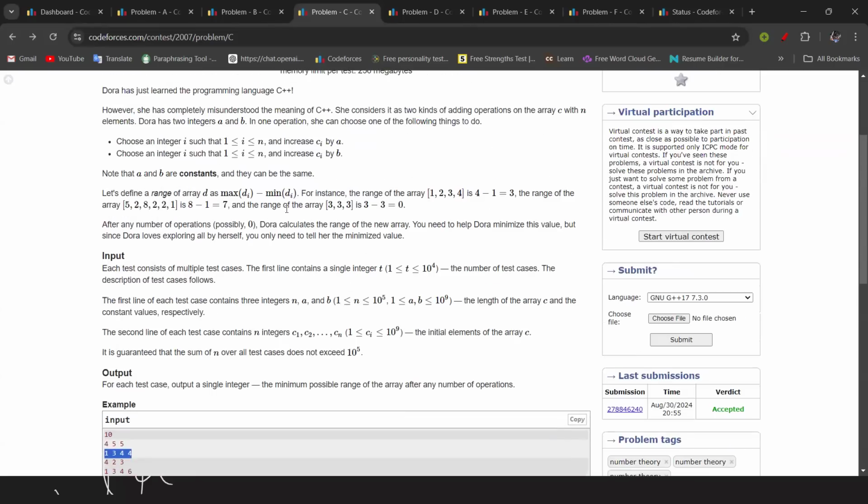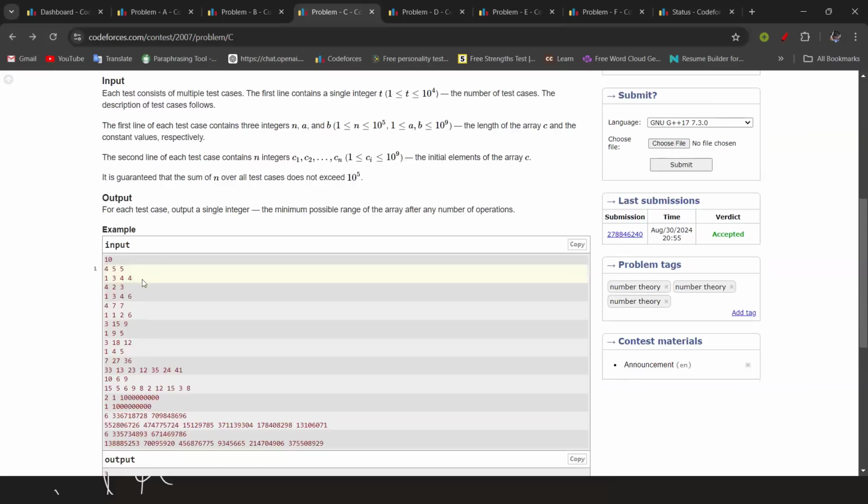Just do any type of operations and finally come up with an array which has the minimum range. So just minimize the range of the array by performing the operations. That's what the problem states.